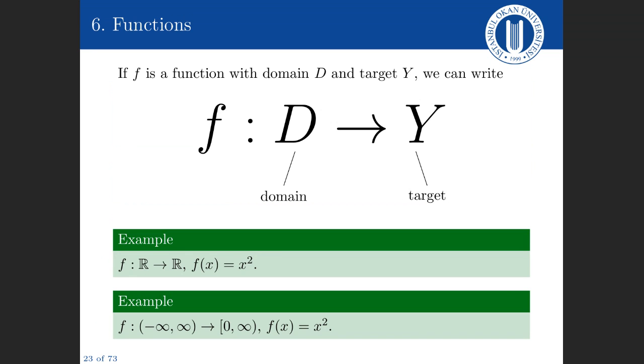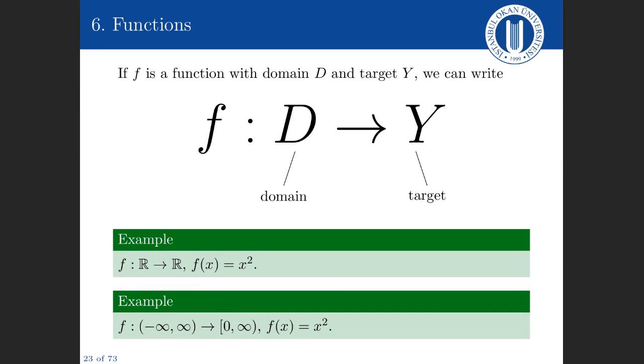If we have a function with domain D and target Y, we can write the function like this. F is a function from D to Y. Two examples. First of all, f might be the function with domain real numbers and target real numbers, and the formula f of x equals x squared.